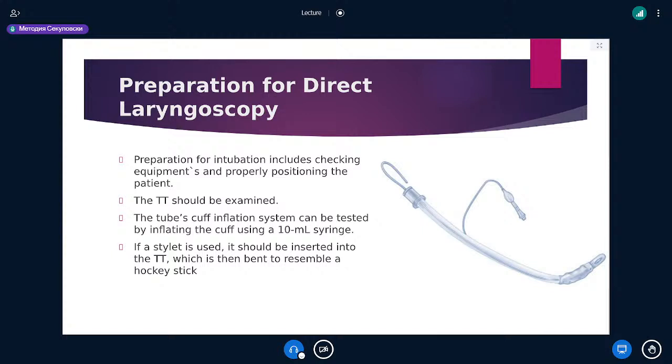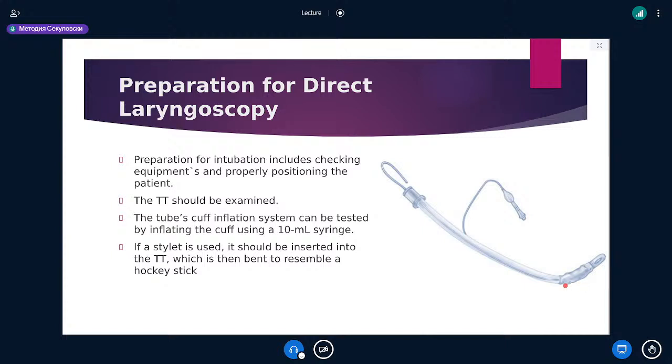Preparation for direct laryngoscopy includes checking the equipment and proper position of the patient. You must check the intubation tube about the cuff. It's very, very important to test it by inflating the cuff using a 10 milliliter syringe.